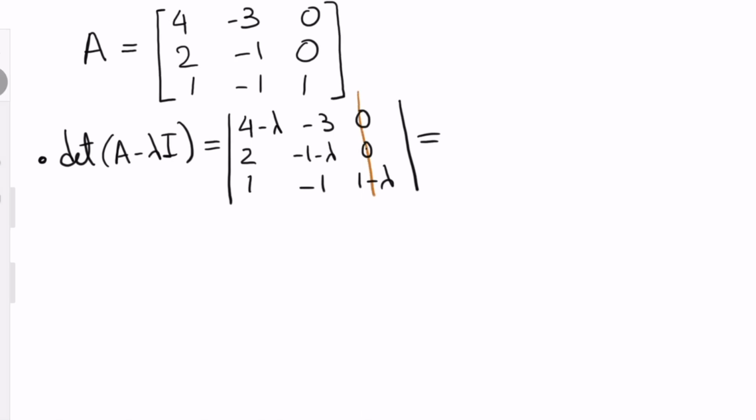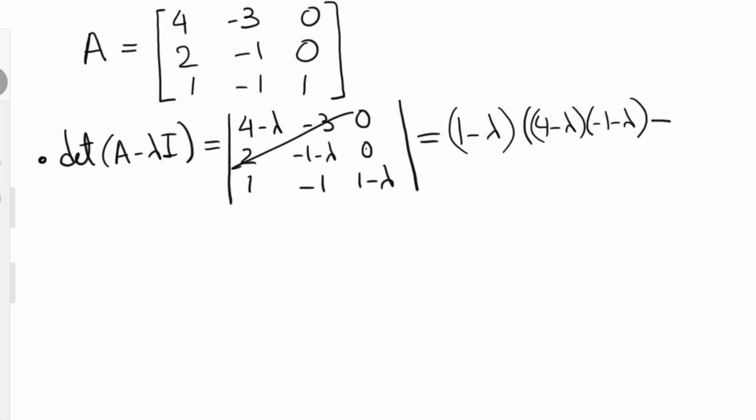It may be useful to expand by this column, since we have 2 zeros in that column. So we are going to develop that way, and this is going to be equal to 1 minus lambda, which is positive, right? Plus, minus, plus, minus, plus. So then it's going to be 1 minus lambda times this determinant that is here. That will be just this minus this. So in this case it will be 4 minus lambda times minus 1 minus lambda, and minus 3 times minus 2, which is 6.